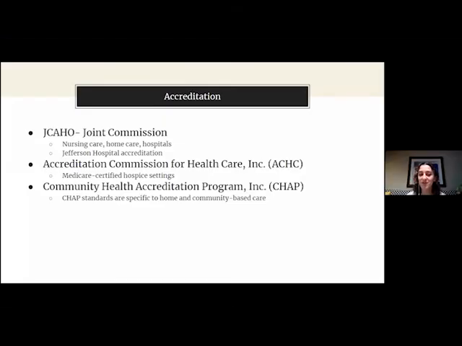There are 3 main bodies that are used for accreditation of both home health and inpatient hospice care facilities.